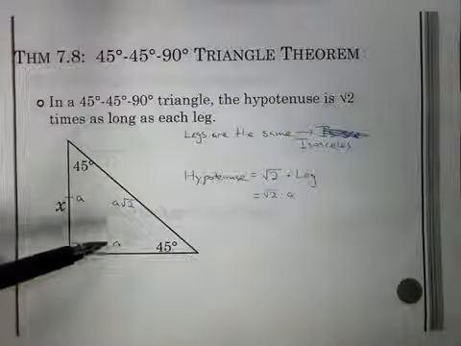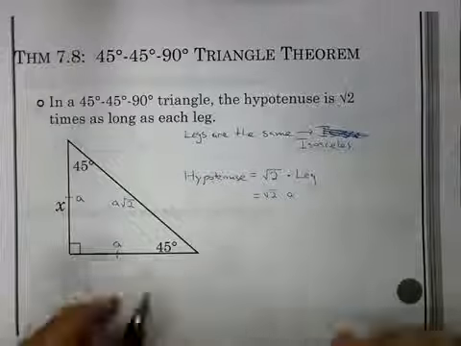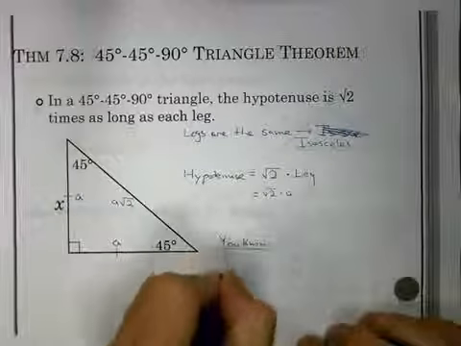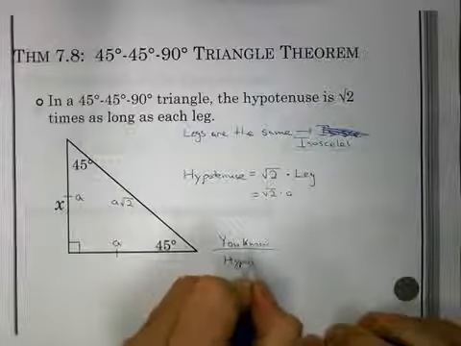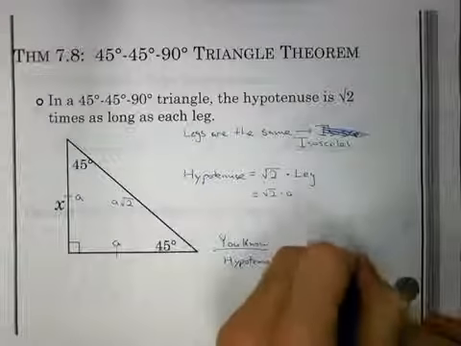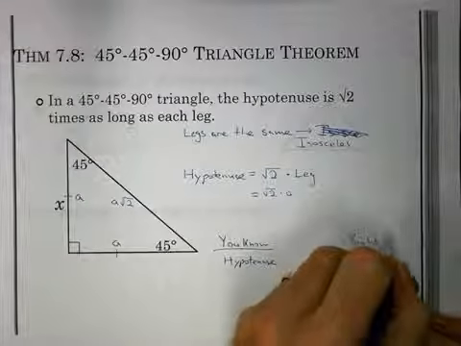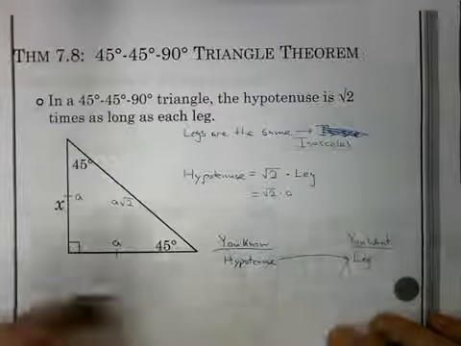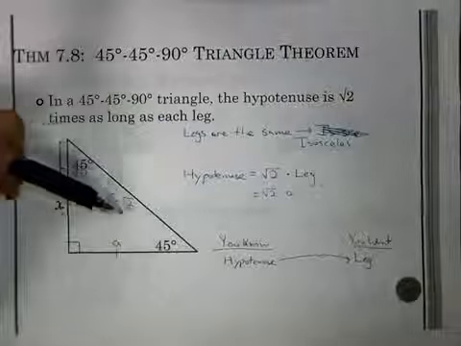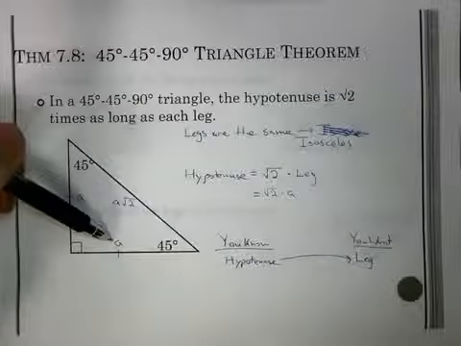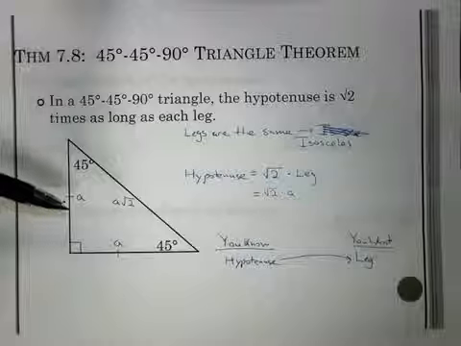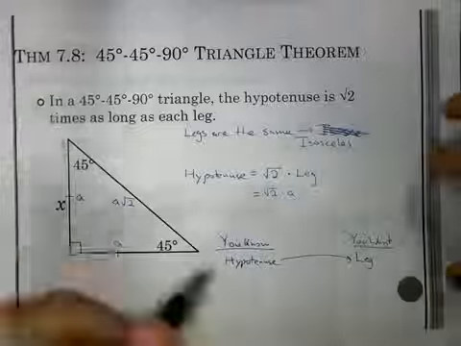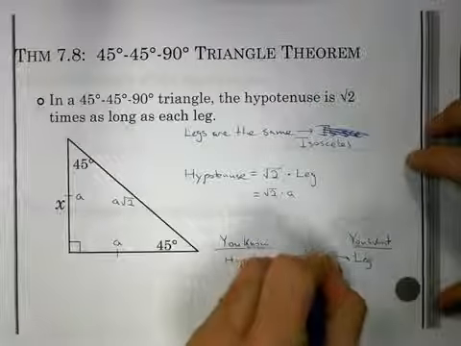So let's sum up and give us a direction of where we're going to go. Let's say we know the hypotenuse and we want to find the leg. How are we going to get from the hypotenuse to the leg? Right now we're at this a root 2 and we want to go to the leg. Really either one, doesn't matter. If I'm here and I want to go here, I have a root 2 and I just want a by itself, I'm going to divide by root 2.